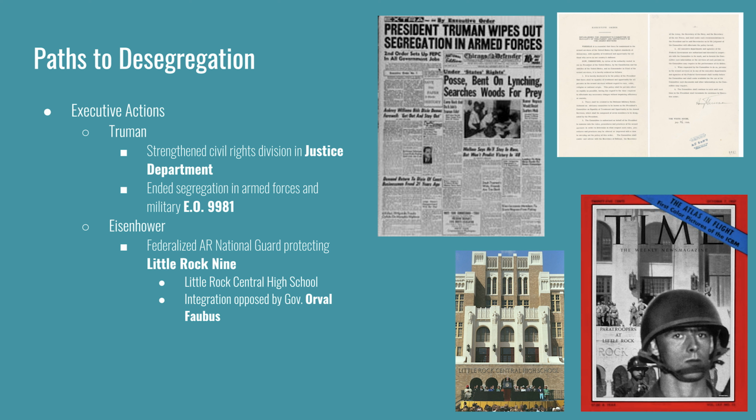The precedent that Eisenhower set of federalizing the National Guard gets used again in 1963 by President Kennedy to help James Meredith register for classes at the University of Mississippi.